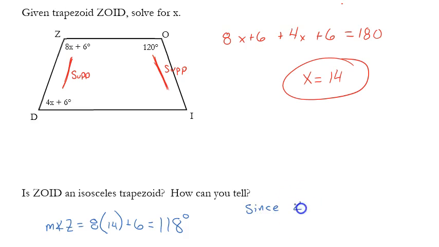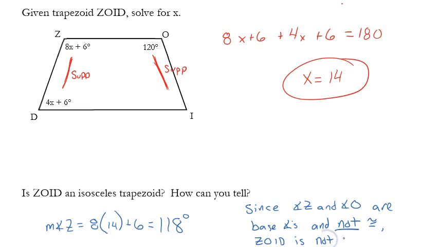Since angle Z and angle O are base angles and not congruent, the trapezoid is not isosceles. If those were both 120 degrees, then it's isosceles. Since they're not, it's not an isosceles trapezoid.